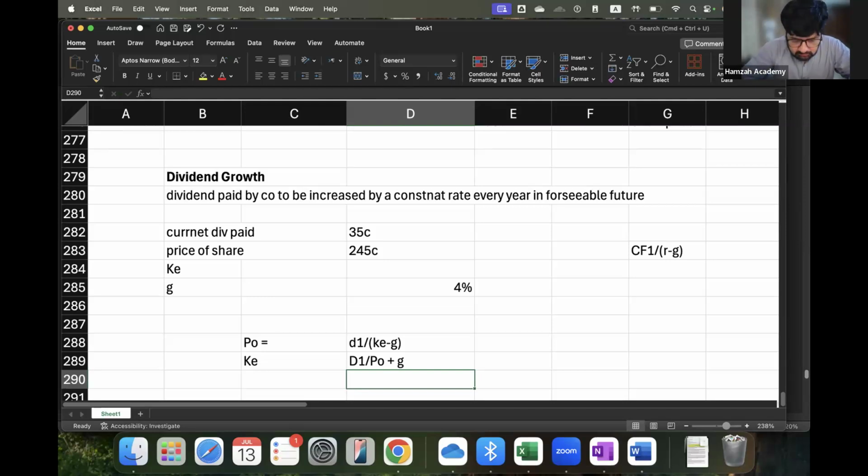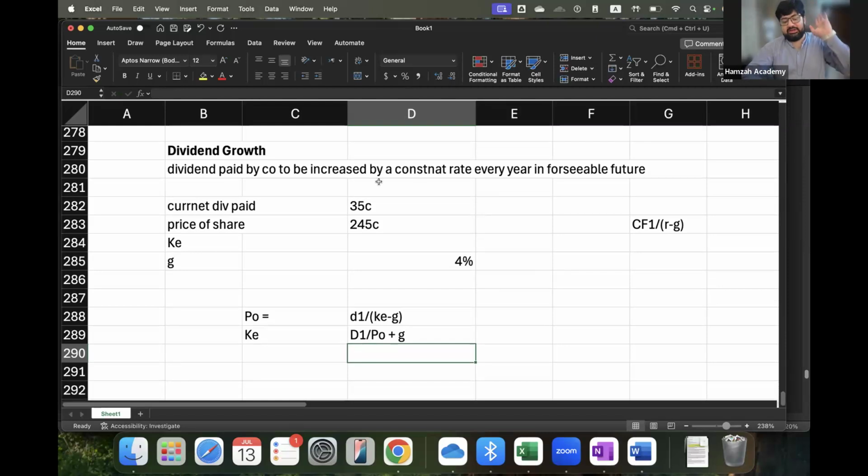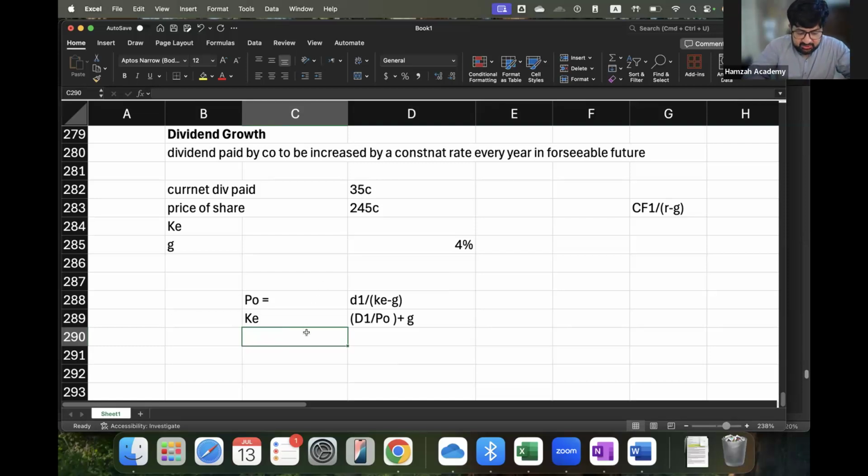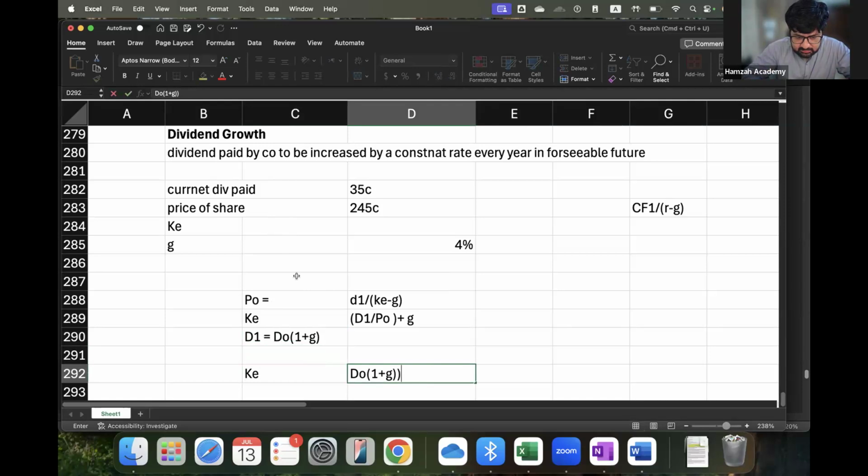Now, the next point is D1, the next dividend, not the current one. Where the current dividend paid is 35 cents, we don't have D1 here, so D1 is D naught into 1 plus G. The formula becomes cost of equity equals D naught into 1 plus G, divided by P naught, plus G.